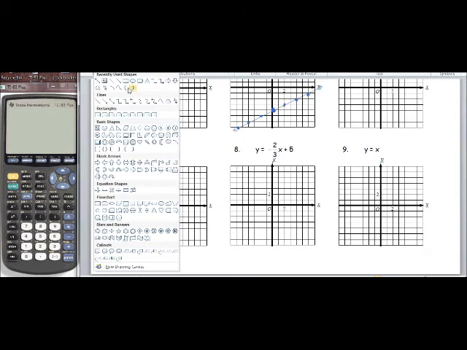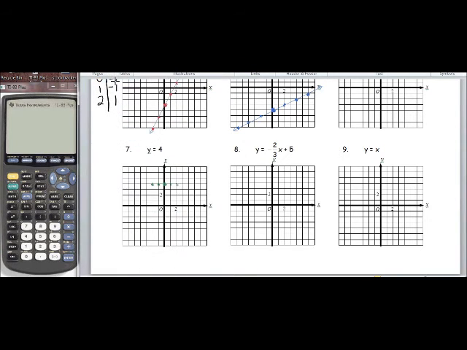Y equals, and then only a number, no x, will give you a horizontal line. It's still a function, but it's horizontal. Now let me show you on number 8. I want to go back to the way we plotted one on number 5.